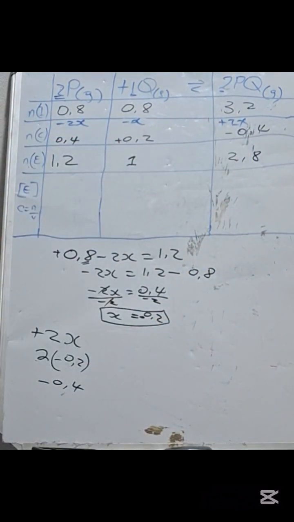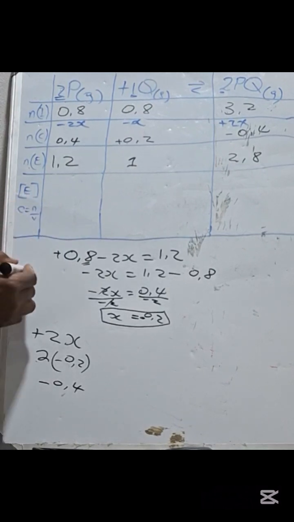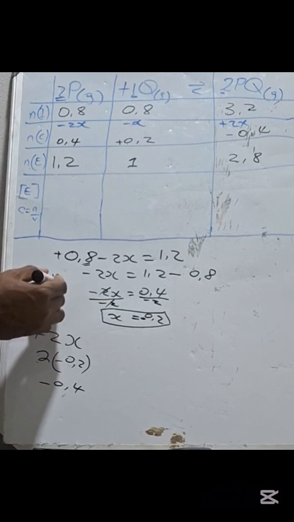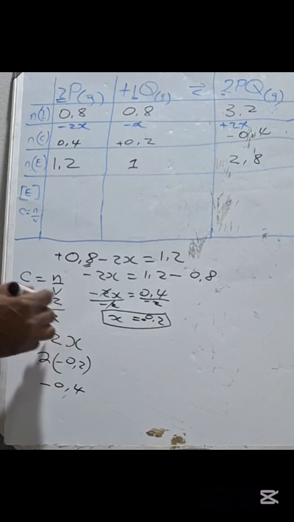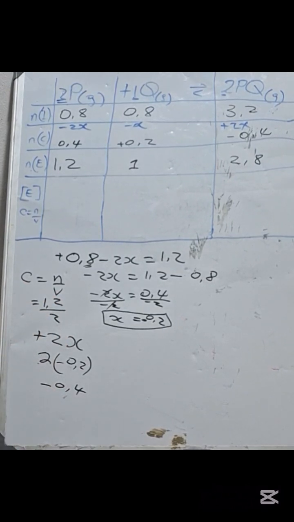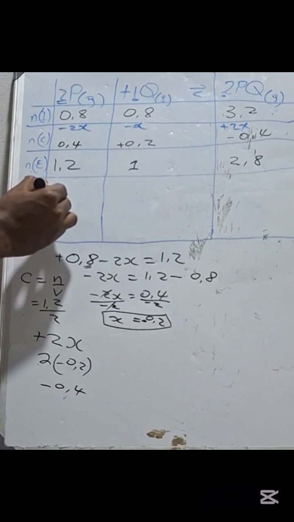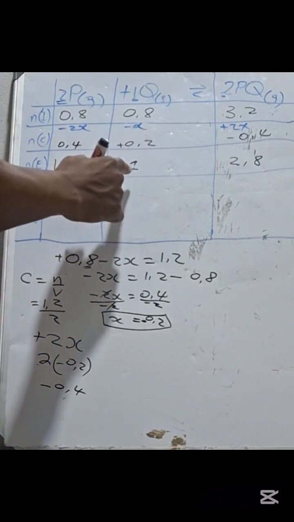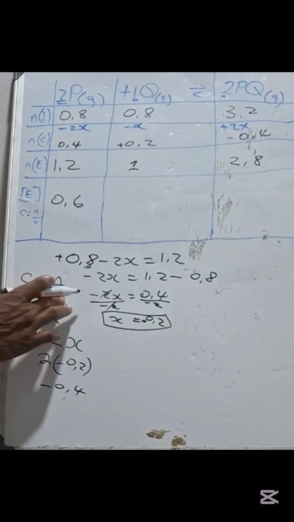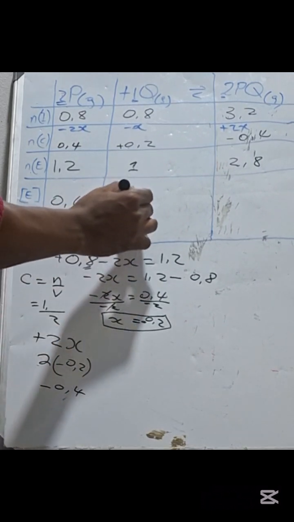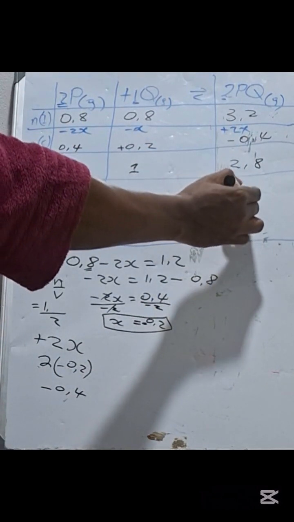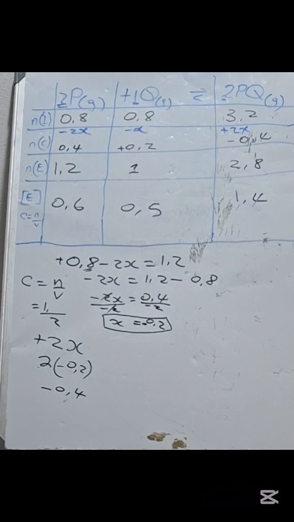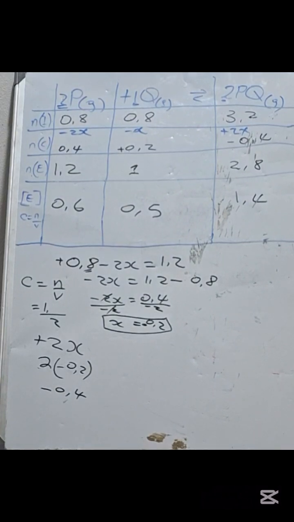Then we are given the volume there, and the volume was equal to 2, which means when we calculate the concentration, C is equal to n over V. So here we have n, which is 1.2. The volume is 2. Then on the calculator we get 0.6 here. Then 1 divided by 2, the number of moles is 1 divided by 2, then we get 0.5 here. Then here we divide by 2, then we get 1.4. Now we can calculate Kc.